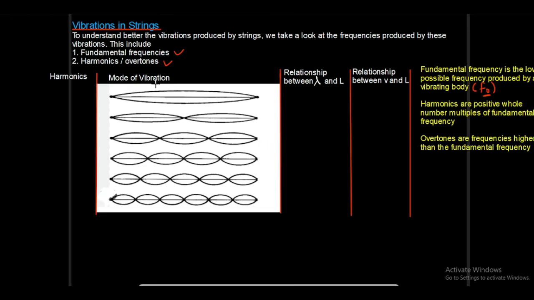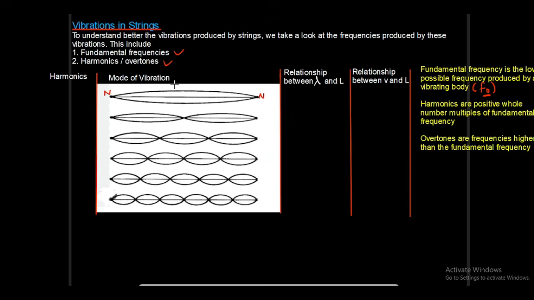Now, first, the mode of vibration. Remember, we said to get the fundamental frequency, we need to consider the fundamental mode of vibration. And for a string, this is what the fundamental mode of vibration looks like. It starts with a node and ends with a node. Alright, it's just a stationary wave that starts with node and ends with node.